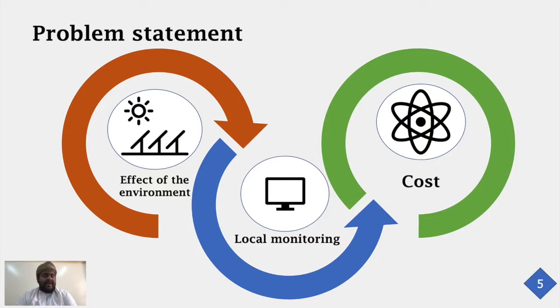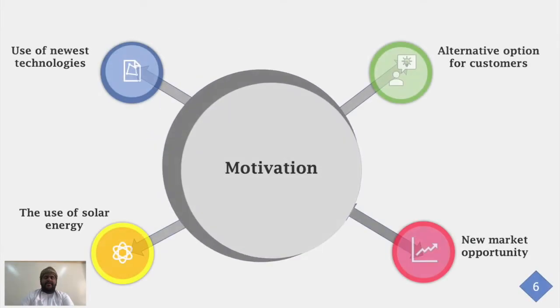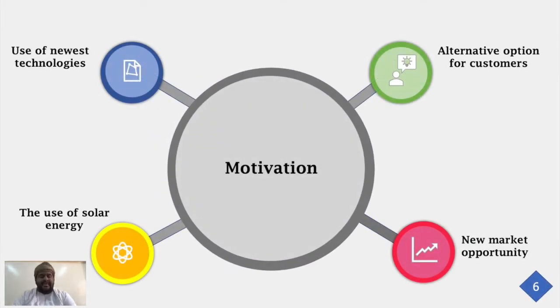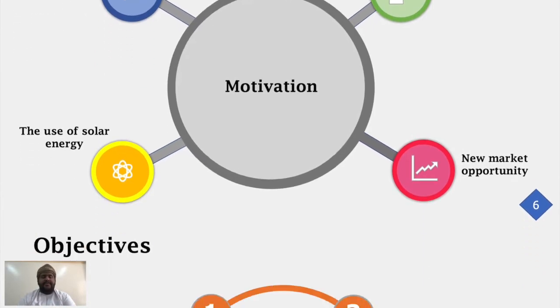The companies which are selling this system outside Sultanate Oman are selling at high price. So the demand and the need for a locally produced system with the current regulation of Oman is essential and increasing. What are the motivations? We will use the newest technology, the use of solar energy, an alternative option. We give alternative options for our customers, and actually it is a new market opportunity for us.